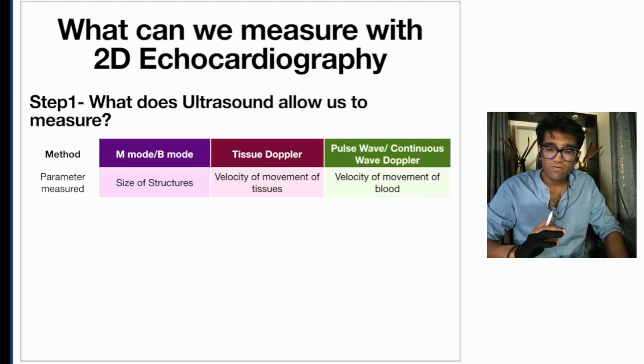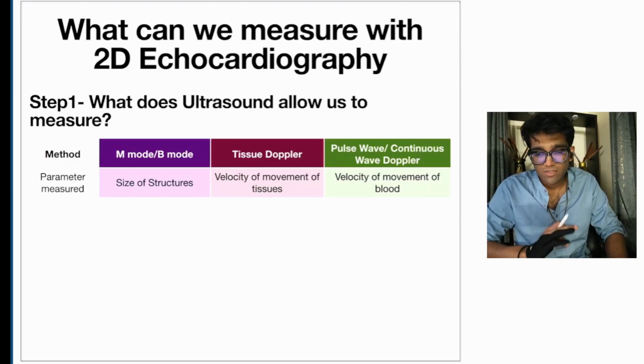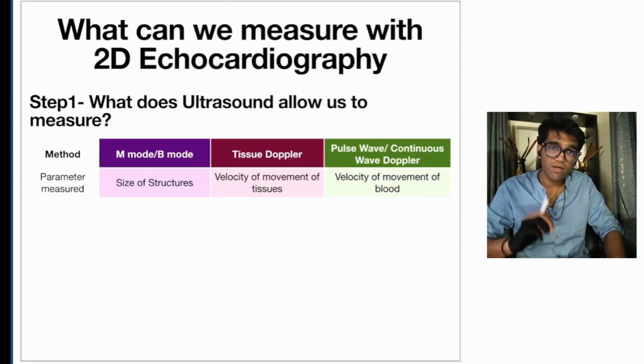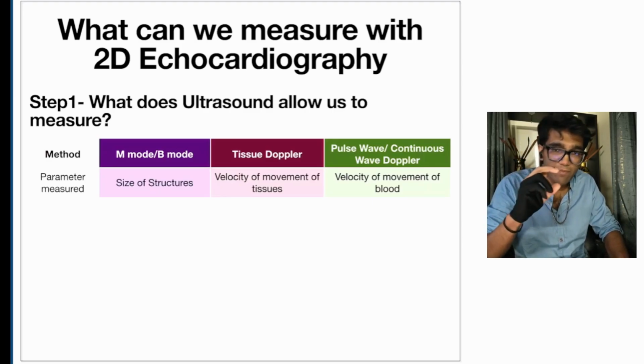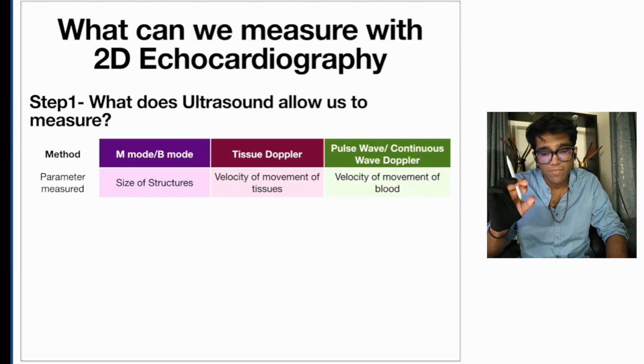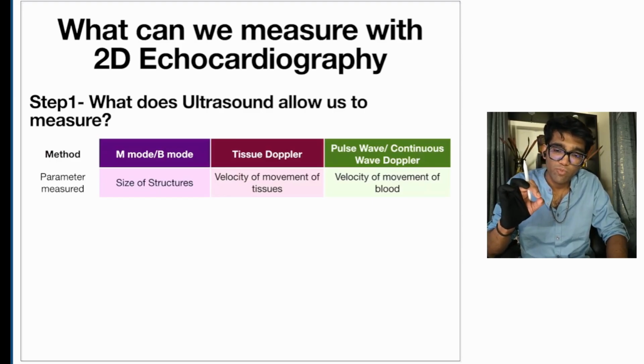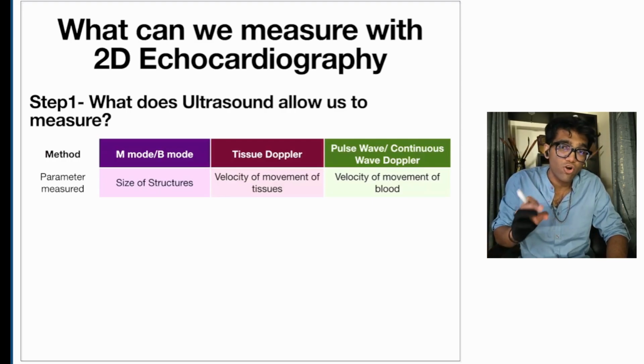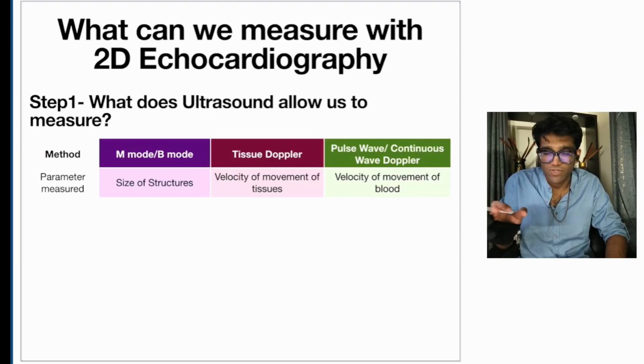Whereas with Doppler, whether it be tissue Doppler or something called pulse wave Doppler or continuous Doppler, we are measuring velocity. Okay, tissue Doppler is calibrated so that it measures the velocity of movement of tissues towards the probe or away from the probe. Okay, similarly, pulse wave or continuous Doppler is calibrated such that it measures the velocity of movement of blood towards or away from the probe, so non-tissue structures, that is blood, fast moving structures.